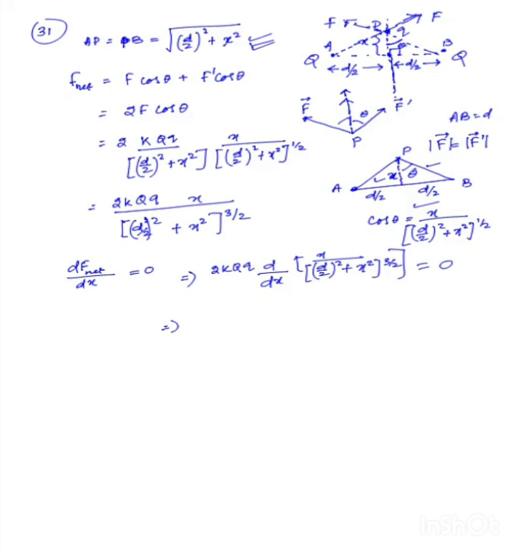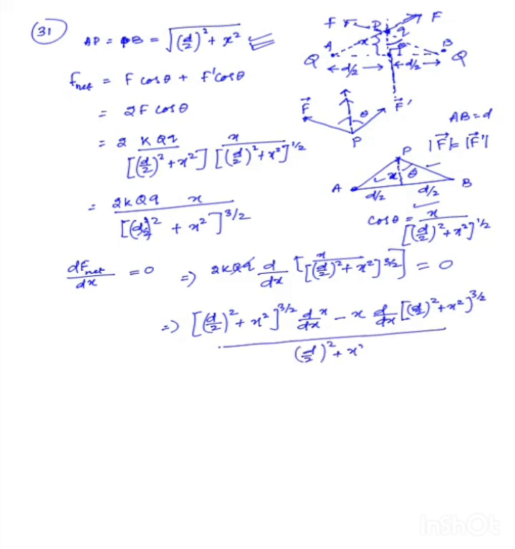Now this entire constant can go to the other side and we can get rid of it. The derivative of this term is in u by v form, so it is v du minus u dv over v squared. So x lies out, and we have d/dx of the bracketed term, (d/2)² plus x² raised to the power 3/2, divided by ((d/2)² plus x² raised to the power 3/2) squared, and this is equal to 0.